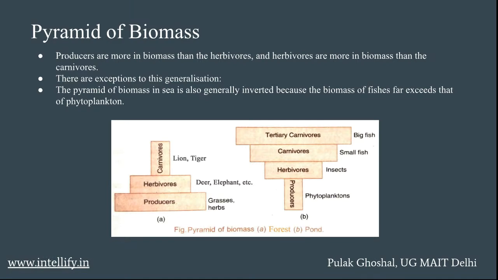For a forest, it is always lowest biomass at the top and highest biomass at the bottom, that is producer, then herbivore, then carnivore. While in the case of a sea or aquatic ecosystem, the condition is inverted.